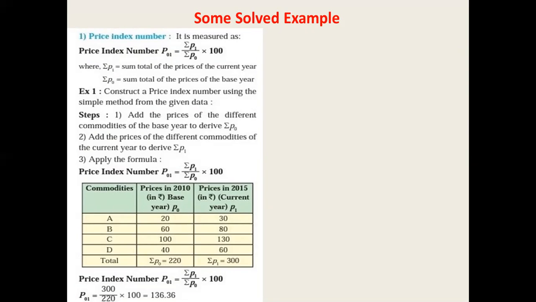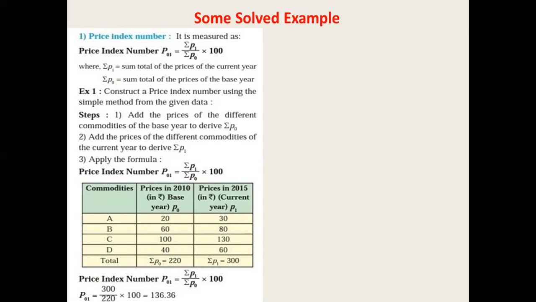So we have discussed the method with one example. The first step is to add the prices of the different commodities of the base year to derive the summation of P0, and the second is the summation of P1. The formula is P01 is equal to summation of P1 upon summation of P0 multiplied by 100. In the example, the first column is the commodity, the second is the prices in 2010. This is the base year price. We have selected 2010 as the base year.